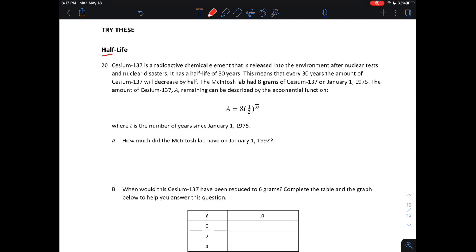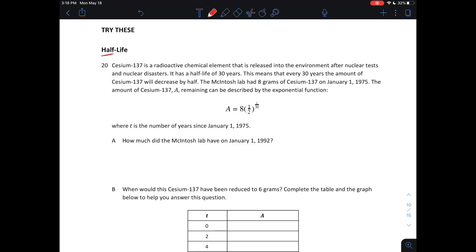And then also notice the exponent is t divided by 30. Remember in the previous examples we had t divided by 3 or t divided by 4, where the bottom of the fraction was just telling us how long it took for something to double. Now 30 tells us how long it takes for something to be cut in half. So we're using the same concept as we saw before. Half-life and doubling, they're very related in just the form of the exponential function. So keeping that in mind, part A, how much did the Macintosh lab have on January 1st, 1992?